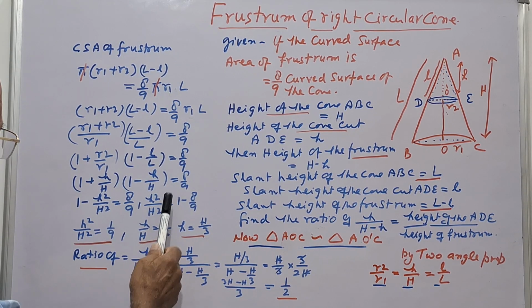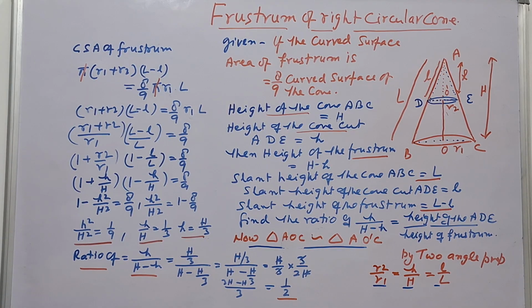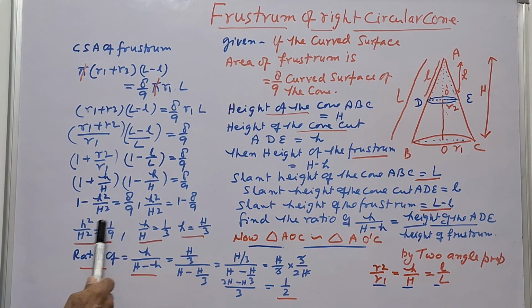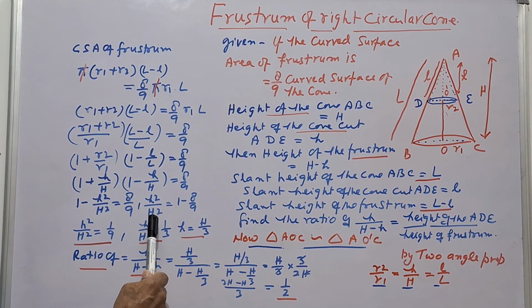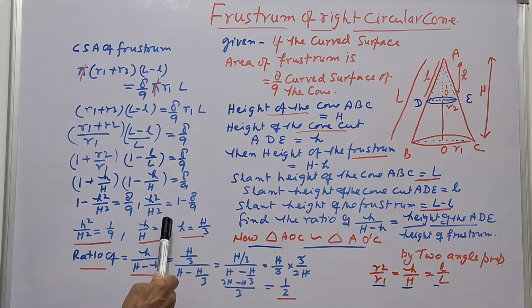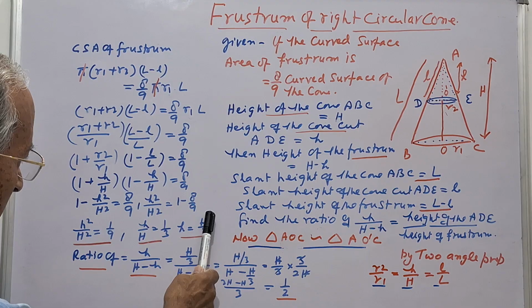Then small h square upon capital H square is equal to 1 minus 8/9. Simplify it, you will get small h square upon capital H square is equal to 1 upon 9. Then small h upon capital H is equal to 1 upon 3. So we find the value of small h, that is H upon 3.